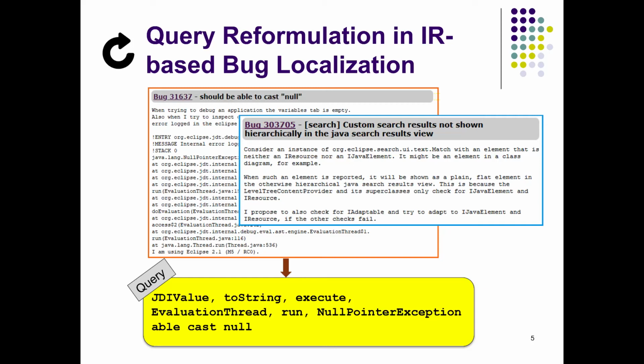And selecting an appropriate query from the bug report is not an easy task as well. A study shows that about 88% of the time, developers fail to choose the right keywords from the bug report. So this is obviously an interesting research problem, and we are going to drill down on this research problem in our talk today.